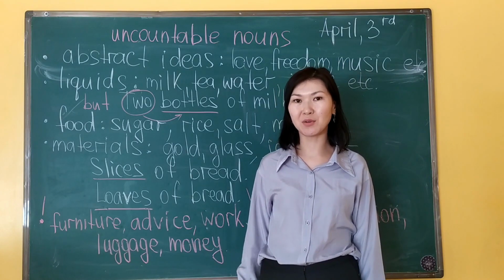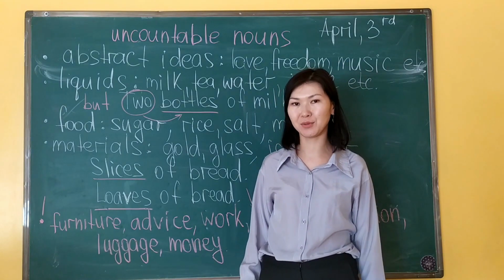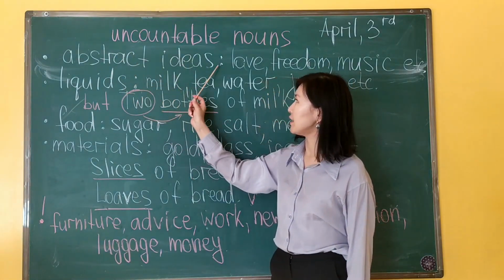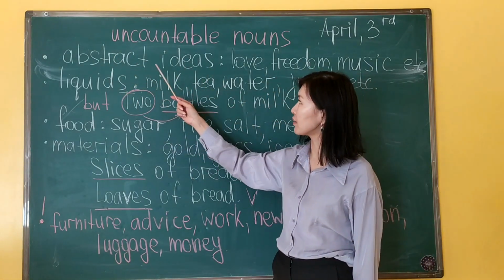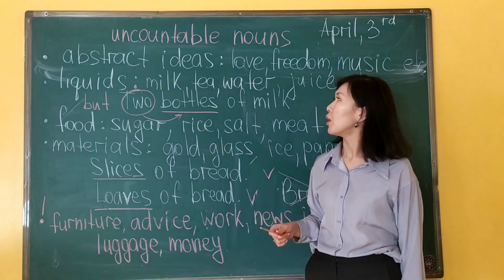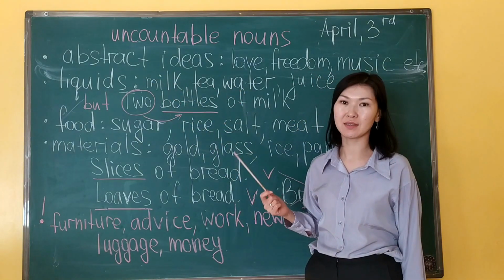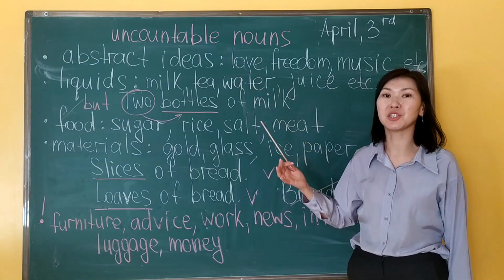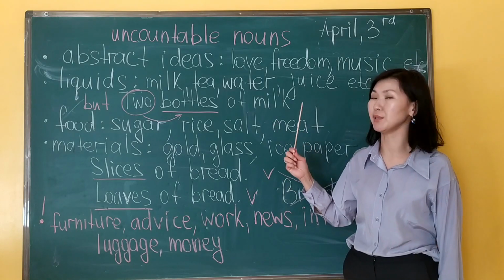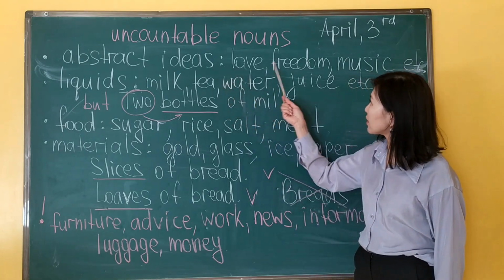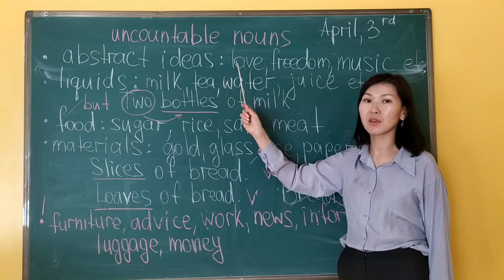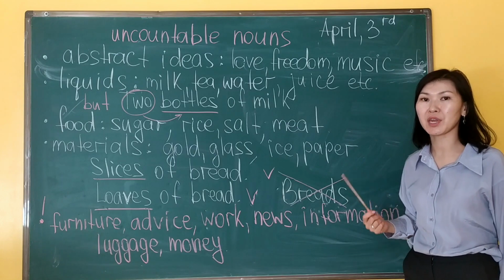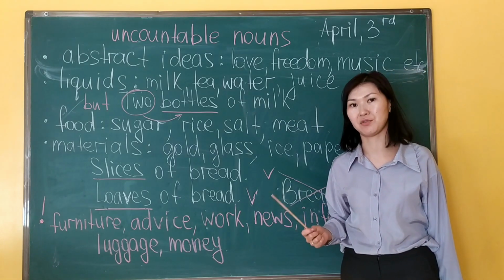So, what nouns are normally uncountable? Let's have a look. Abstract ideas. There are abstract nouns which don't have physical existence. For example, love. We cannot touch it. It's uncountable. Some examples of uncountable nouns are love, freedom, music, education, health, etc.